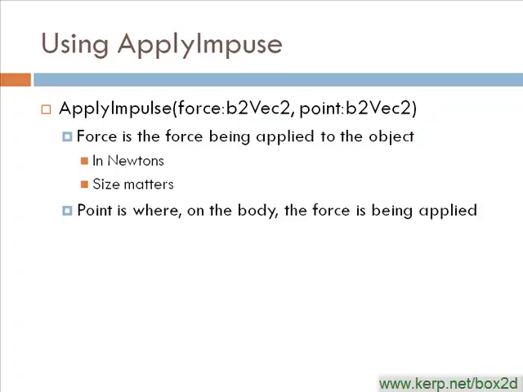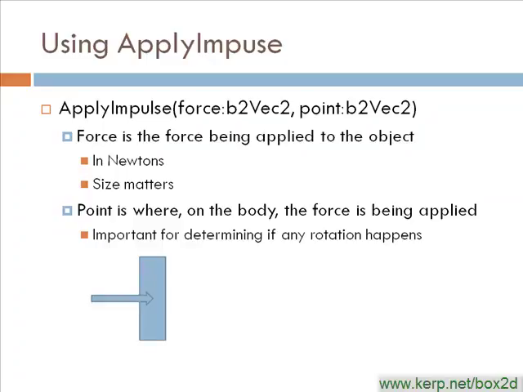And then the second argument is the point, and that is where on the body the force is being applied. And this matters if you want some realistic rotation to be applied to the object that you are applying the impulse to. So, for instance, if I have a rectangle here and I want to apply a force directly to the center of it, that will basically just move my rectangle to the right. On the other hand, if I have a rectangle and I apply a force at the bottom there, my rectangle is going to kind of move to the right, but it's also going to spin pretty hard. And so where you apply the point in relation to the center of mass of this object is important for determining whether this object rotates or not.